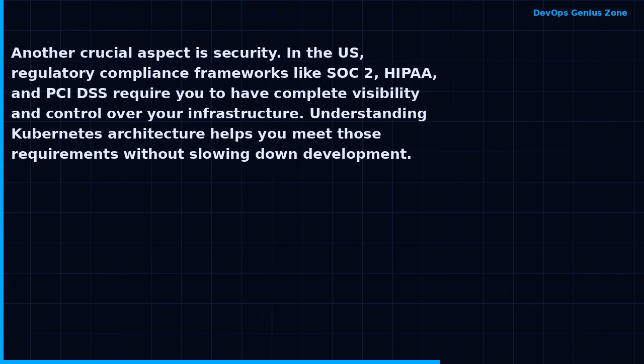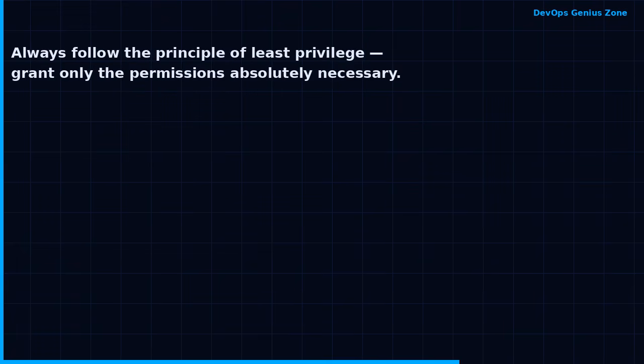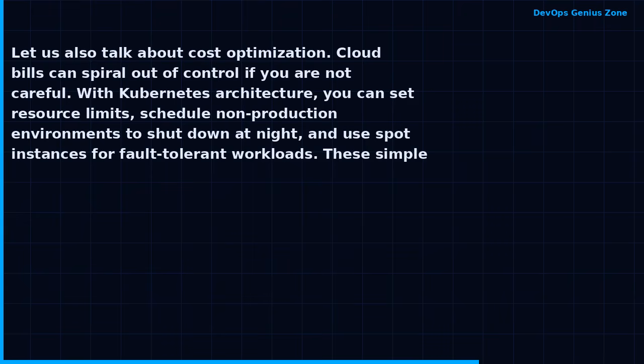Another crucial aspect is security. In the US, regulatory compliance frameworks like SOC2, HIPAA, and PCI DSS require you to have complete visibility and control over your infrastructure. Understanding Kubernetes architecture helps you meet those requirements without slowing down development. Always follow the principle of least privilege, grant only the permissions absolutely necessary.